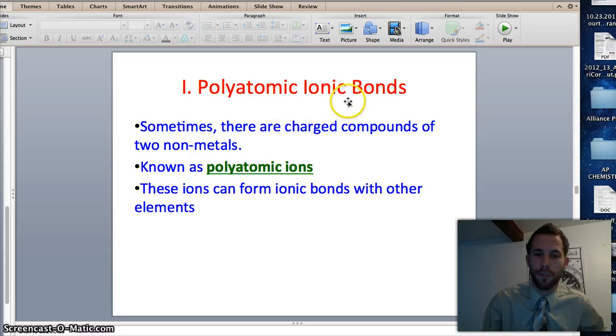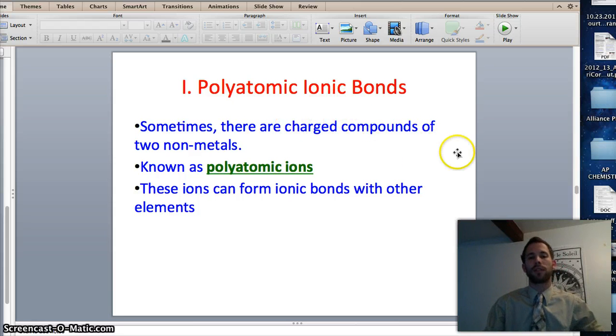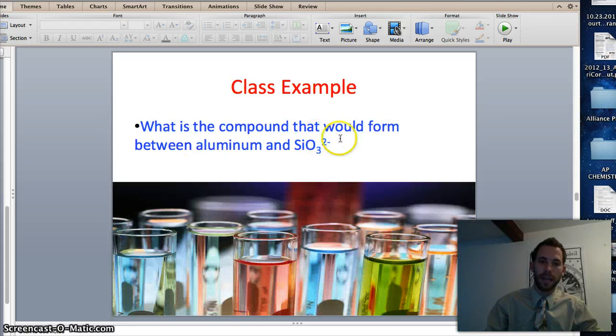Polyatomic ionic bonds are formed between charged compounds of 2 nonmetals. Now, this happens every now and then. These are known as polyatomic ions. These ions form ionic bonds with other elements from 2 nonmetals coming together and forming a charged compound and taking another metal and putting them together. Let me show you exactly what I mean.